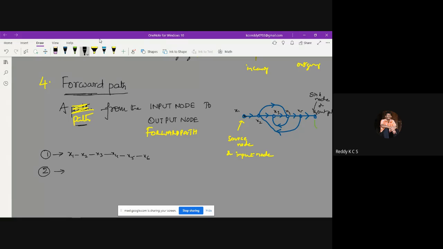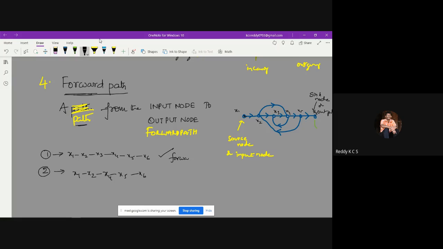So from x1 to x2 I can go, then from x2 to x4 also I can go. Here I need not go to x3, so from x2 to x4 I can go, then from there to x5, then from there to x6. Likewise I can move on, x4 to x5, then x6. So this is also called forward path 1.